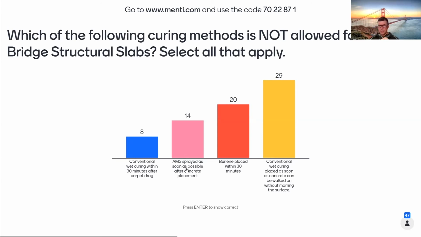If you spray AMS on there, it would provide a bond breaker. So you don't want to spray a bond breaker. Burlap is no longer allowed. Paul Pilarski spoke about that one, so that would be a correct answer for this question. It's not allowed. And conventional wet curing as soon as it can be walked on without marring, that's also not allowed. It has to be within 30 minutes. So the way the question was worded, which is not allowed, it'd be the last three of those.